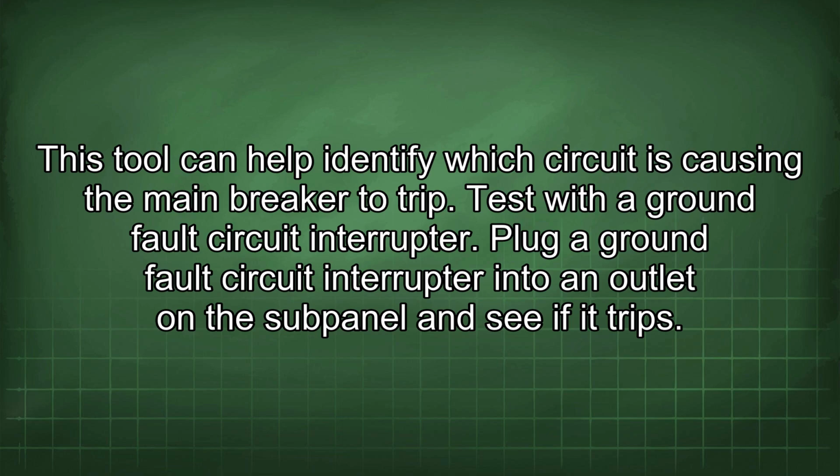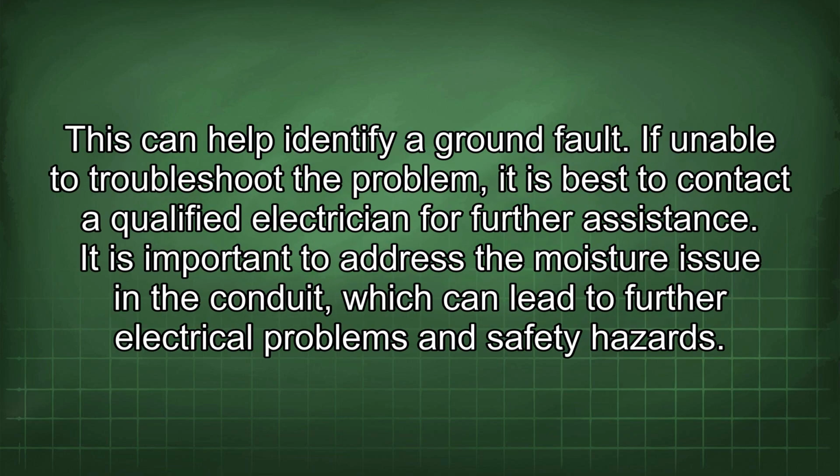Test with a ground fault circuit interrupter. Plug a ground fault circuit interrupter into an outlet on the subpanel and see if it trips. This can help identify a ground fault. If unable to troubleshoot the problem, it is best to contact a qualified electrician for further assistance.